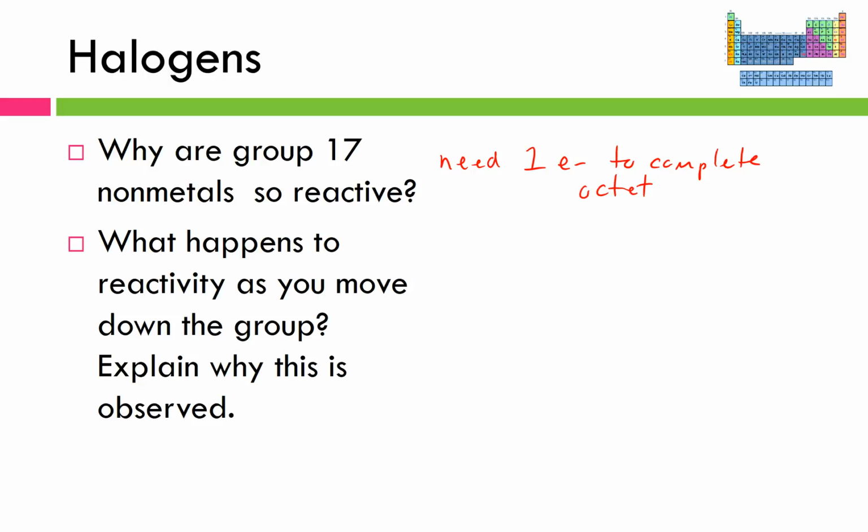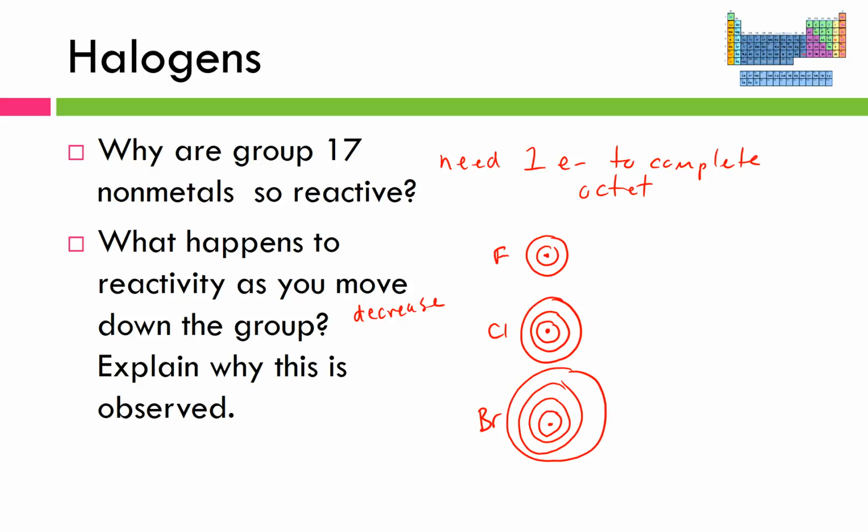As you move down the group, we saw a general decrease in reactivity. I'm just going to look at fluorine, chlorine, and bromine here. You can imagine iodine is going to have 1 extra energy level compared to bromine. Fluorine is the most reactive nonmetal, and as you move down that group, you still get violent reactions between the halogens and other elements, but nothing is as violent as fluorine.